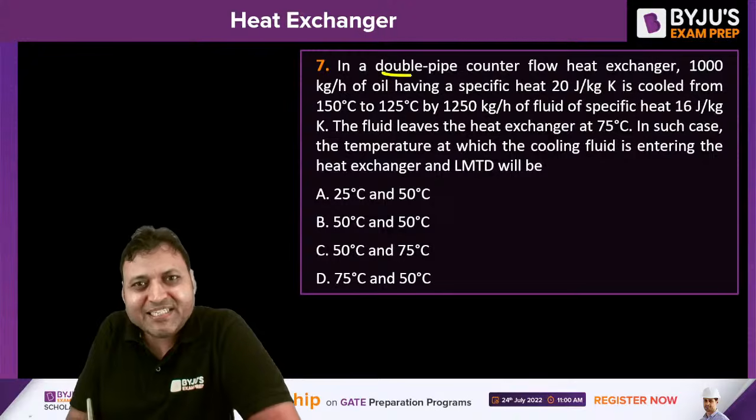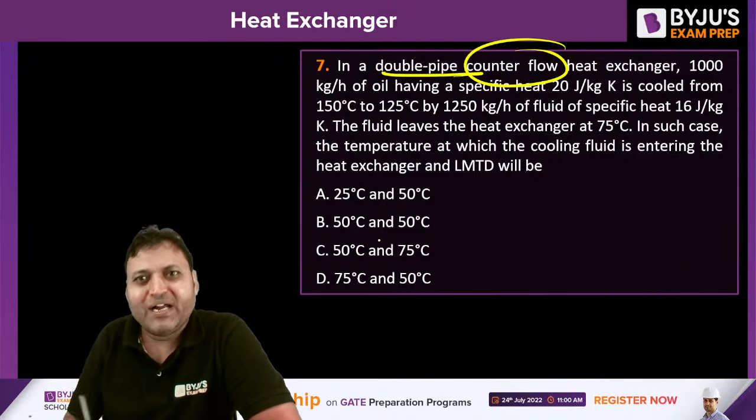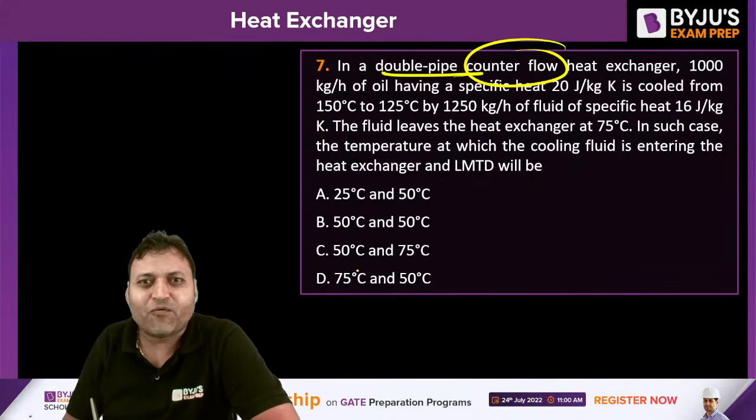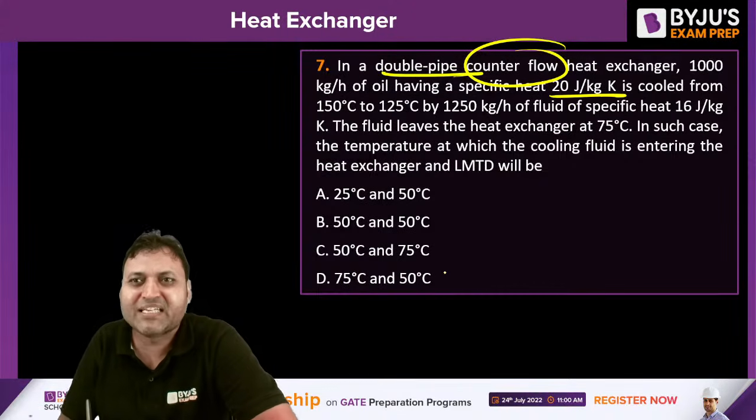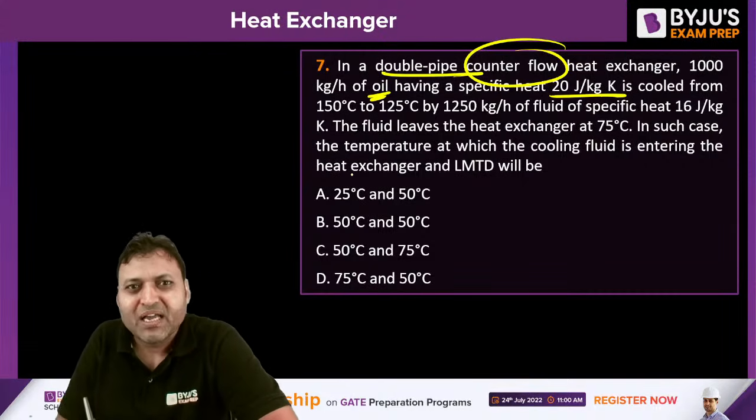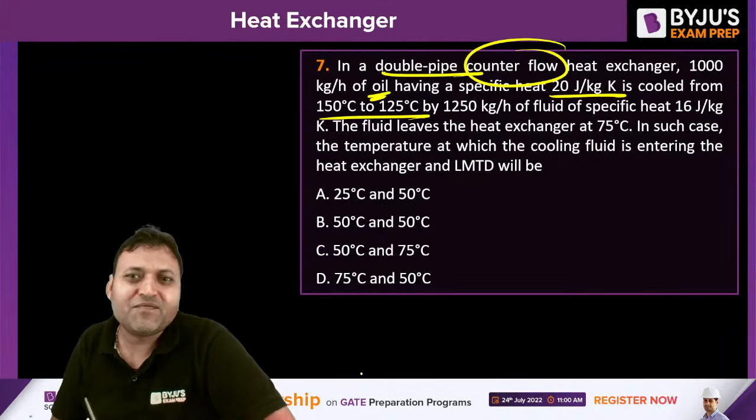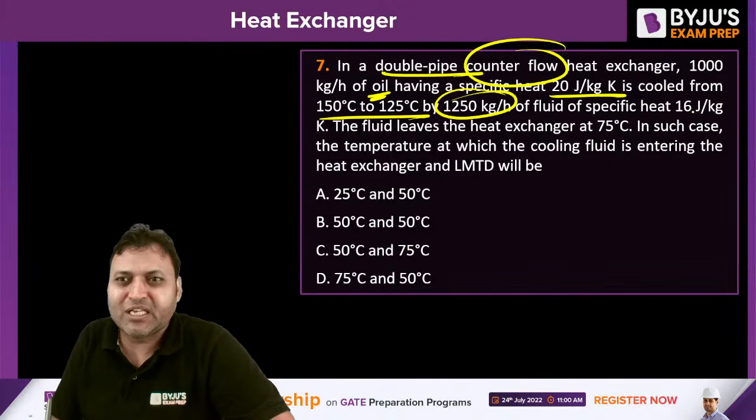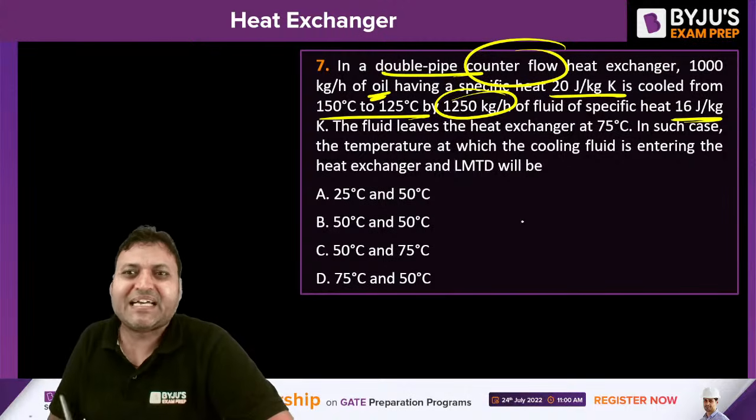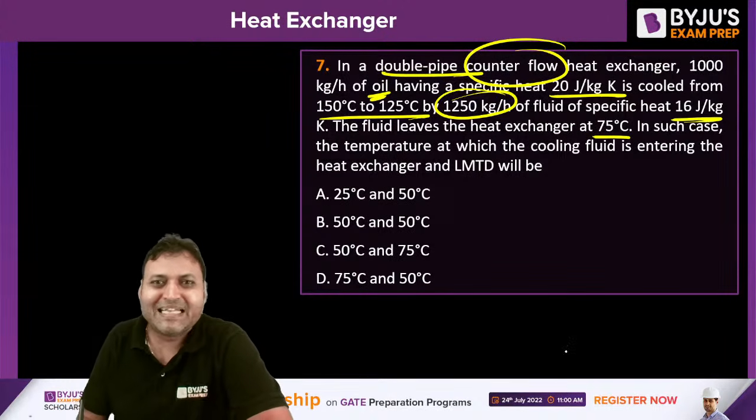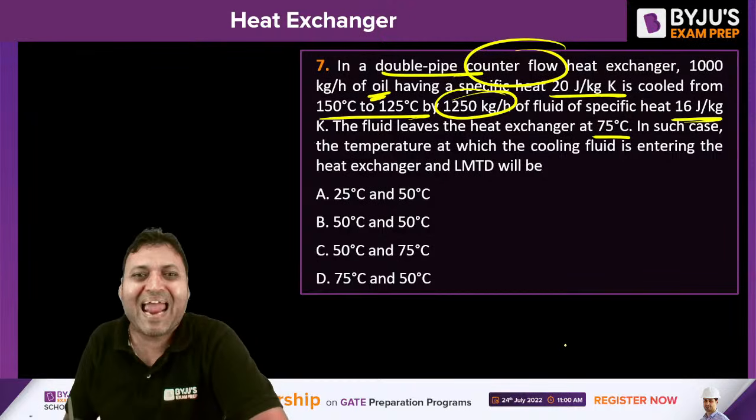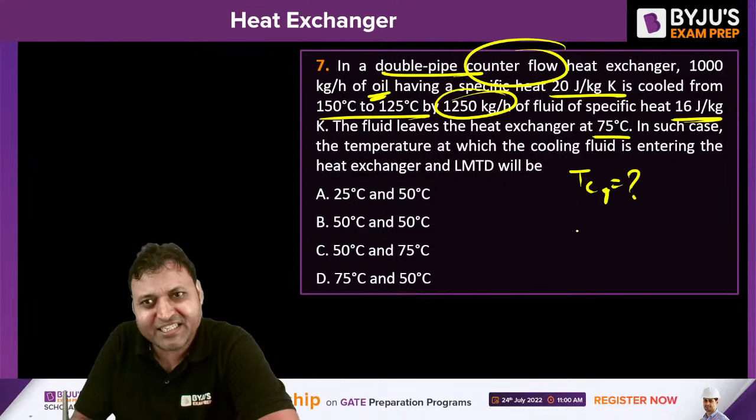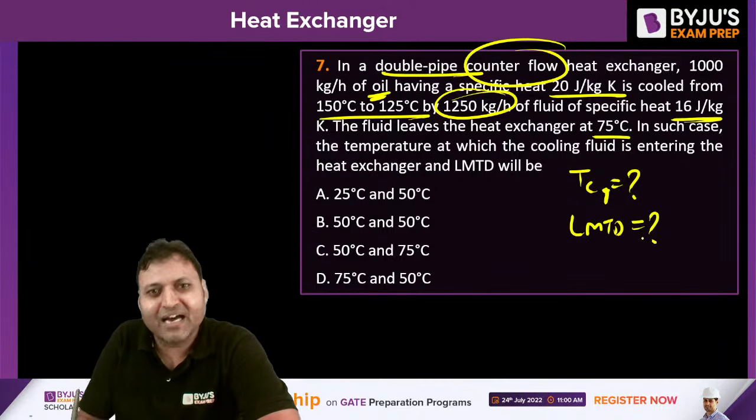In a double pipe counterflow heat exchanger, that is again very important, whether it is parallel flow or counterflow. 1000 kg per hour of oil, having a specific heat of 20 joule per kg Kelvin, is cooled from 150 to 125. Oil is the hot fluid. This is the mass flow rate of the cold fluid, specific heat is 16. The cold fluid leaves the heat exchanger at 75. In such case, find the temperature at which the cooling fluid is entering the heat exchanger, that is TC1, and LMTD. These are the two things.